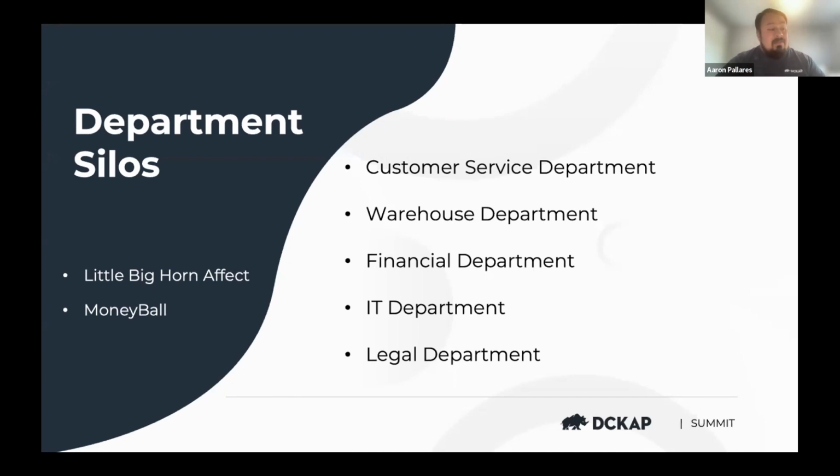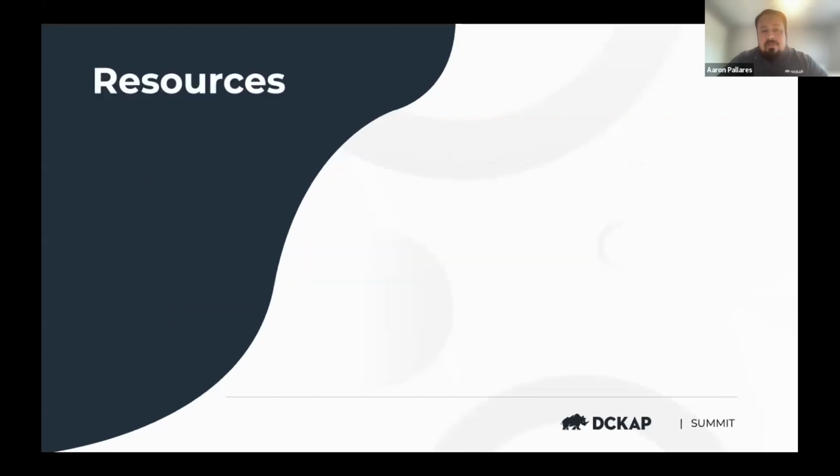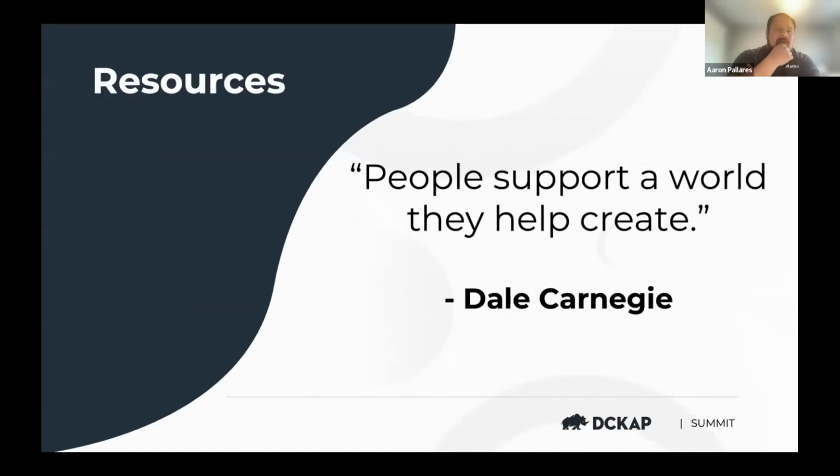He said, but unfortunately, the worst thing about an organization is the people. And what he meant by that is that the way people approach their business model can determine the success or lack thereof in that organization. One of the things that comes to mind, which has always been a helpful resource, is Dale Carnegie. Dale Carnegie has a quote that says, "People support a world they help create."